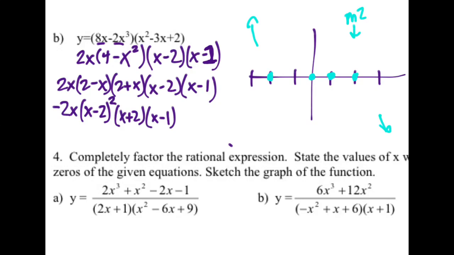So now I just need to look at those zeros. Well, that first zero has a multiplicity of 1, so it's going to cross through. I'm going to come back up, cross through once more, and then I hit my multiplicity 2, so I bounce and I go back down. And that's all she wrote.